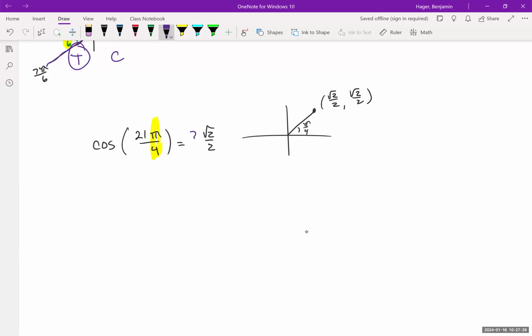The question is, should it be positive or negative? That's what we've got to figure out. That comes down to figuring out what quadrant 21 pi over 4 lands in. So let's start counting our way there. Again, we've got our anchor points, 0, and if you go all the way around, it's 2 pi. 21 pi over 4 sounds like a lot of slices. So I think we're going to have a lot of whole pizzas here. I think we're going to have to take a lot of laps around the circle.